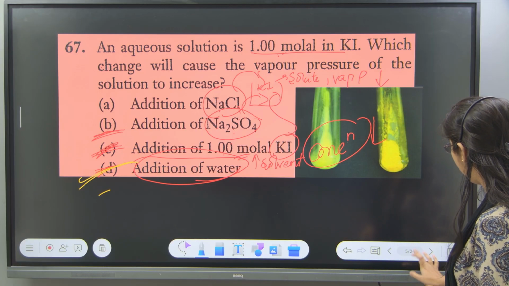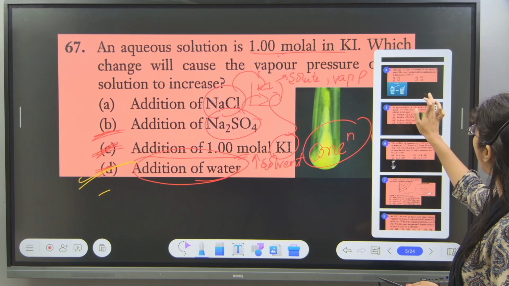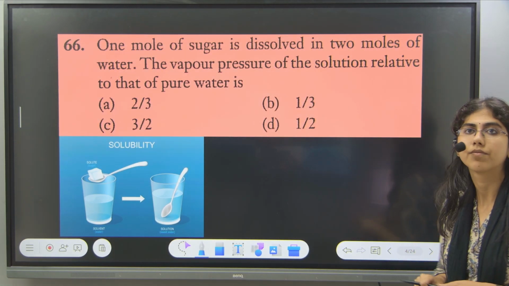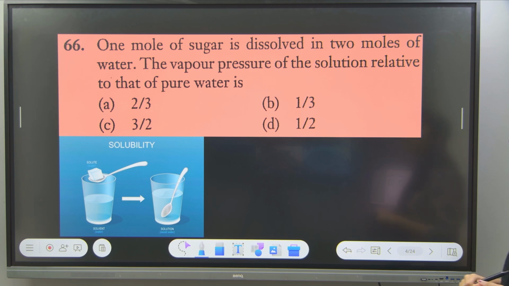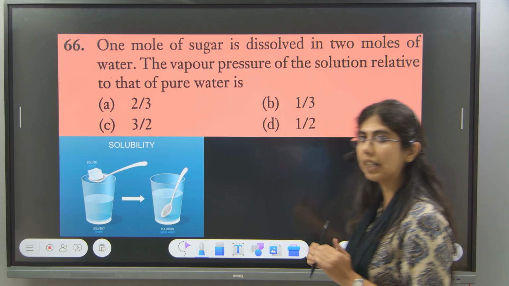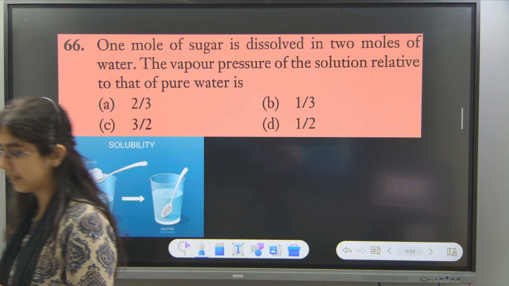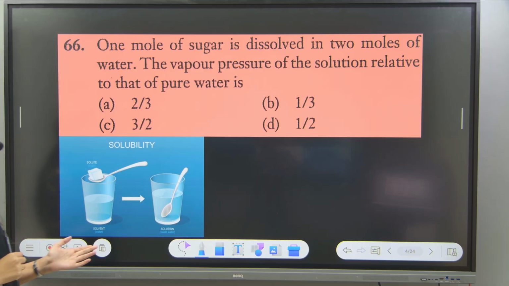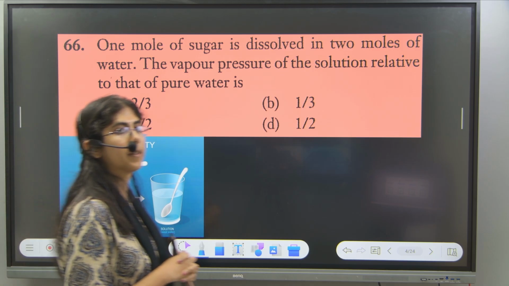Now we'll take one problem. So the vapor pressure of the solution relative to that of the pure water. So 1 mole of sugar dissolved in 2 mole of water we have. The vapor pressure of the solution relative to that of pure water.